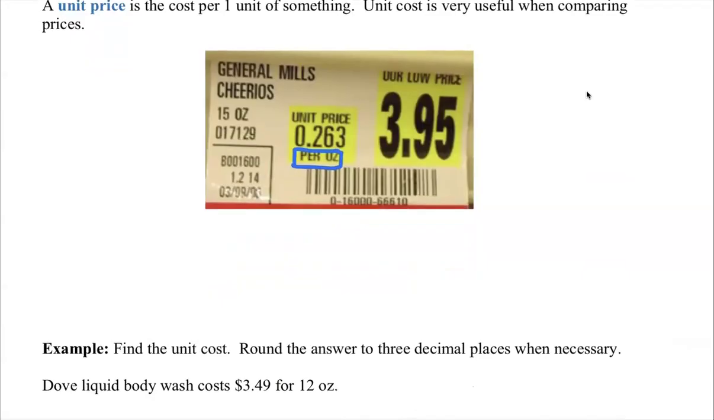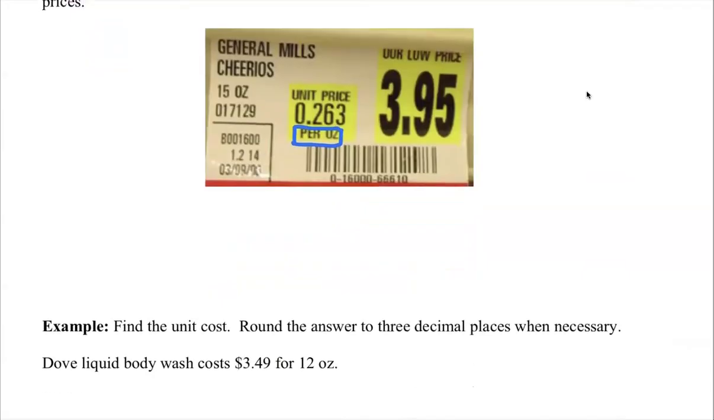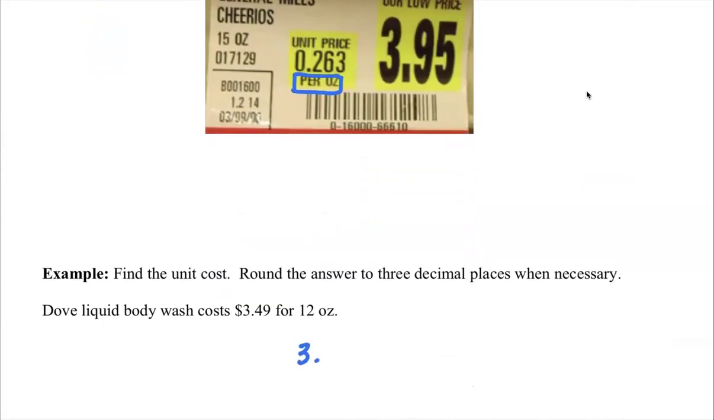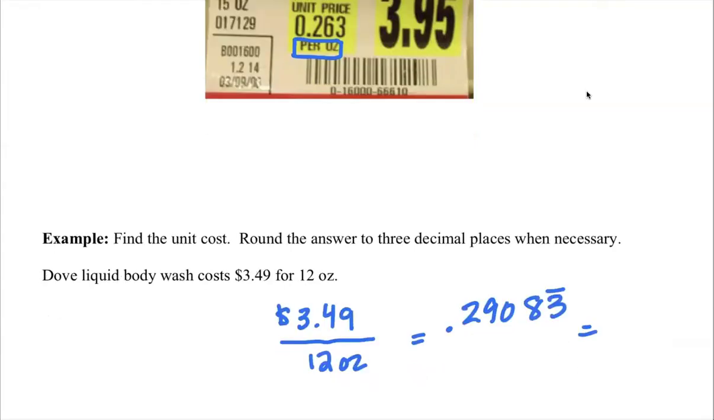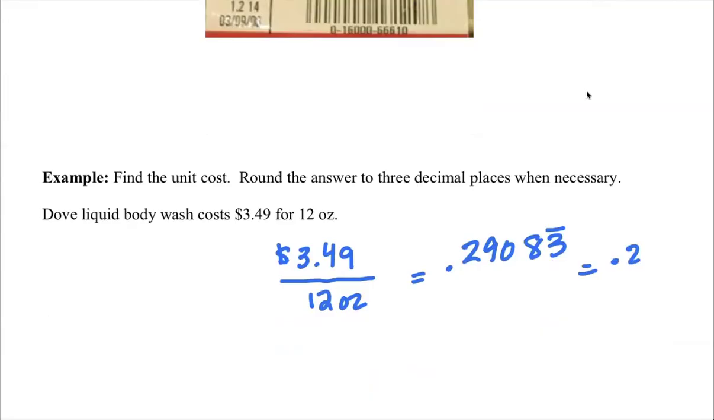Find the unit cost. Round the answer to 3 decimal places when necessary. Dove liquid body wash costs $3.49 for 12 ounces, and we're going to find how much that is per ounce. So you're just going to divide 3.49 divided by 12, and we were told to round to 3 decimal places. On my calculator, I'm getting this. And when I round to 3 decimal places, that would be 0.291 per ounce. So about 29 cents per ounce.